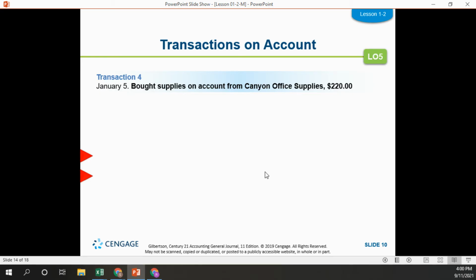So here we go. We're buying supplies on account from Canyon Office Supplies. Now we're incurring a liability. We now owe them money after we bought this. We've made a legal obligation to purchase this item. We're so used to buying as individuals, buying stuff with cash like with Amazon, that the thought of buying something on account is a little bit foreign to a lot of people.